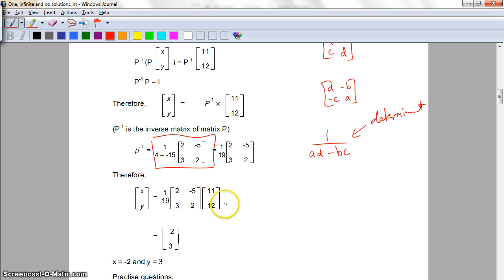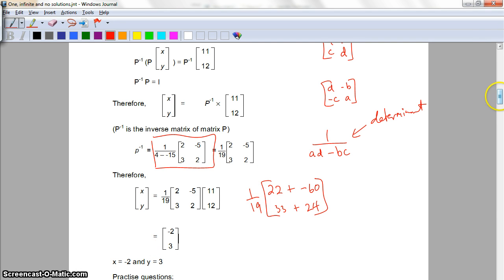Once we've done all that, there's two ways of doing this, but probably the easiest way is to do 2 times 11, which is 22, plus negative 5 times 12, which is negative 60. That's the top number. And then 3 times 11, which is 33, plus 2 times 12, which is 24, and then all of that is multiplied by 1 on 19. So when we add those two together and divide by 19, we'll get -2. And when we add those two together and multiply by 1 on 19, we'll get the answer of 3. And that's how we use the inverse matrix.